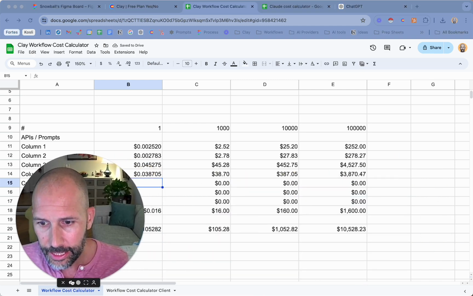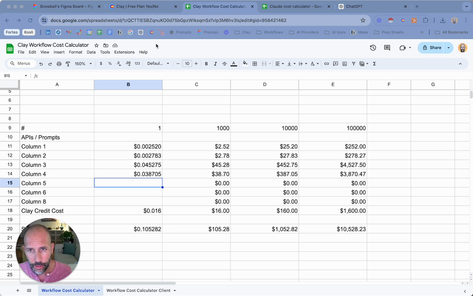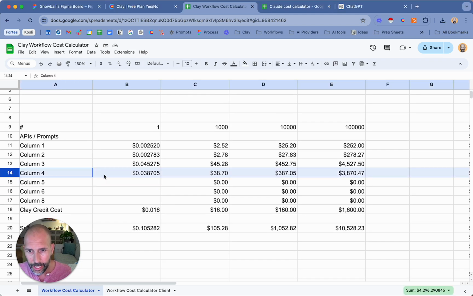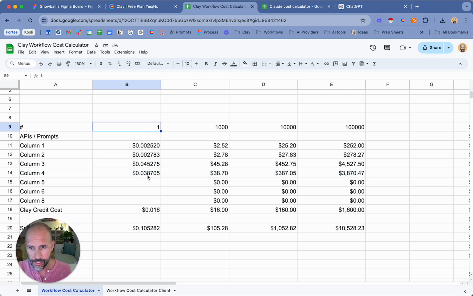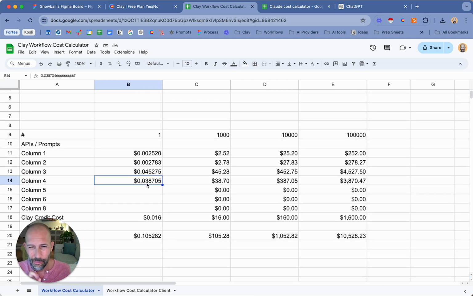What we've done here already gives a long way of knowing how to calculate this. We are only looking at column 4 for one row, which is this number. This column would cost about 4 cents, $0.038. If we only use this column and run it for 1,000 rows, that would be $38. And if we run this for 10,000 by extension, it would be almost $400. And here GPT-4o is a relatively expensive model, as you can see here.